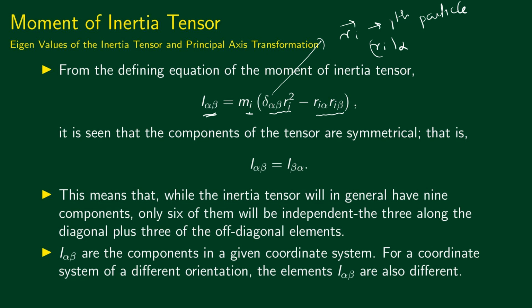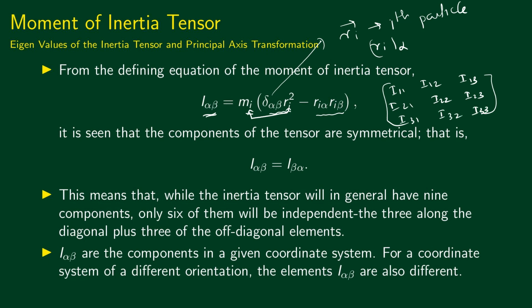And sum over i is implied. Repeated indices are summed over. We are following Einstein's summation convention. Since this is a second rank tensor, we can write these elements out as a matrix. We can denote the elements as I11, I12, I13, I21, I22, I23, I31, I32, I33.